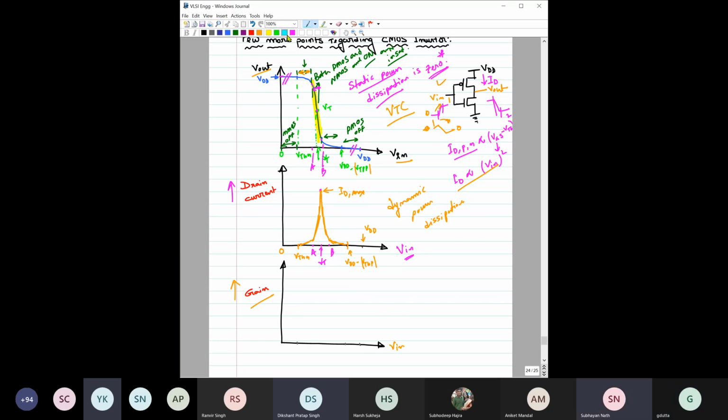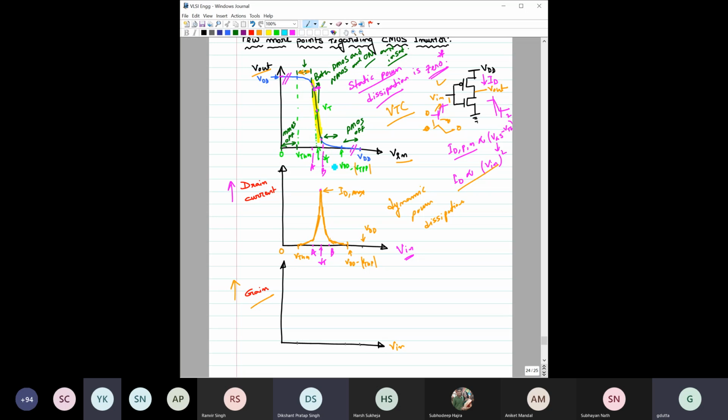Sir, I have a question. Do point A and point B coincide? What do you think? If we neglect lambda, then they should coincide with the ideal equation. Exactly.